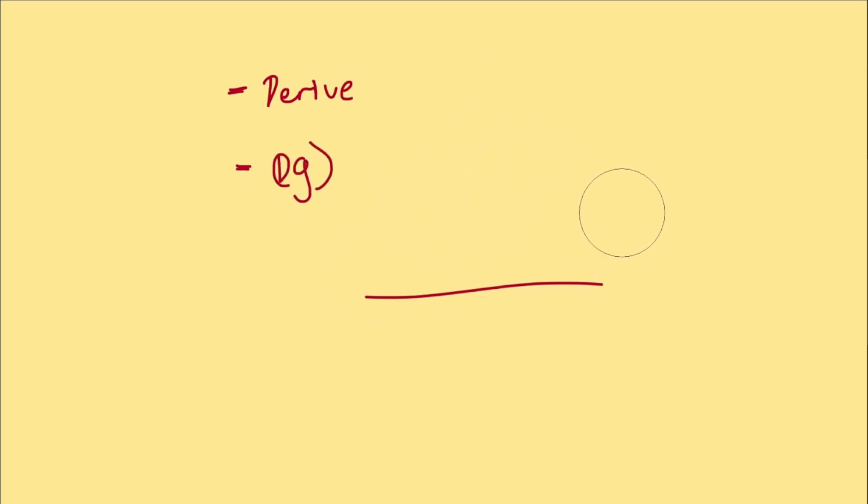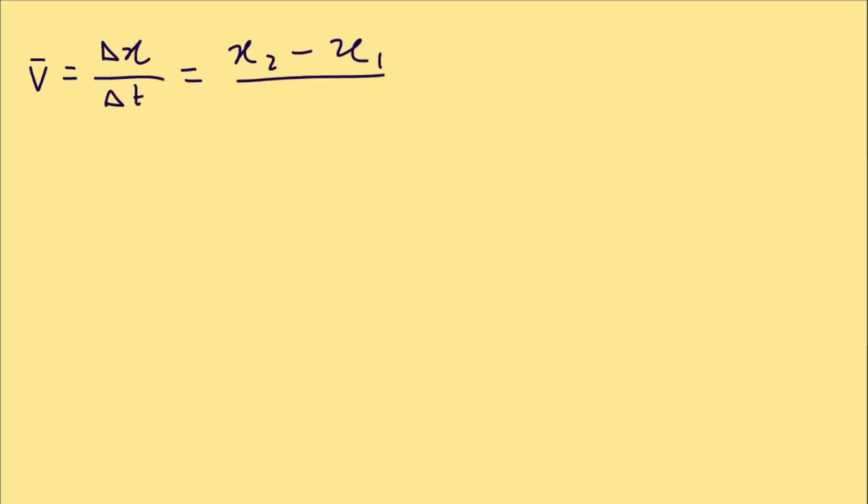Now, the reason why I'm going to derive the equation first is because it's good to know where it came from, as in the future you might need to be rearranging them, and this knowledge is extremely fundamental. Let's start with some notation. So as you know, average velocity is delta x over delta time. This is equal to x2 minus x1 over t2 minus t1.